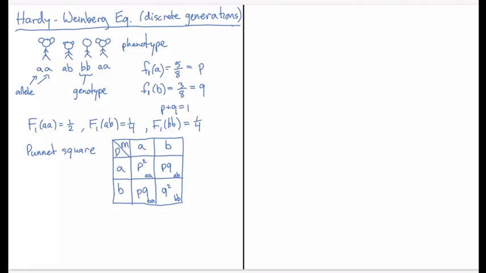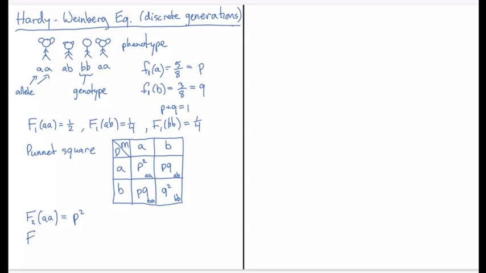So that is our Punnett square, and what that lets us do is write down the next generation, F2, of each of the genotypes. So the F2 is going to be given exactly by the entries in these squares. So the probability or the frequency of seeing AAs is going to be p squared.